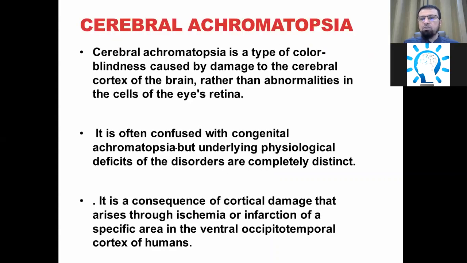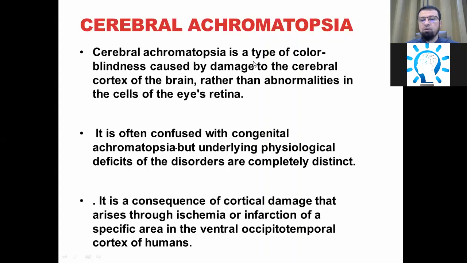And there is another condition called cerebral achromatopsia. Why is it called cerebral? Because its origin is from the cerebral, from the brain. Cerebral achromatopsia is a type of color blindness caused by damage in the cerebral cortex. Mainly, it is in the temporal lobe.